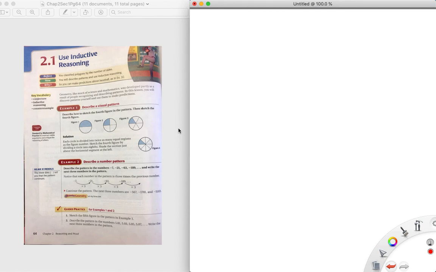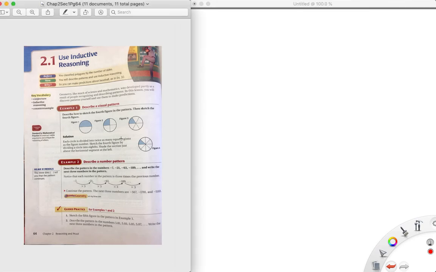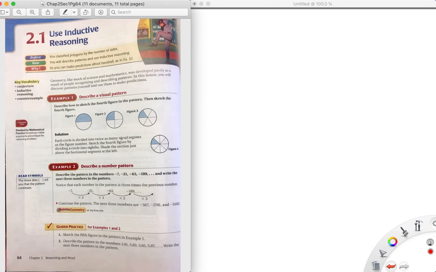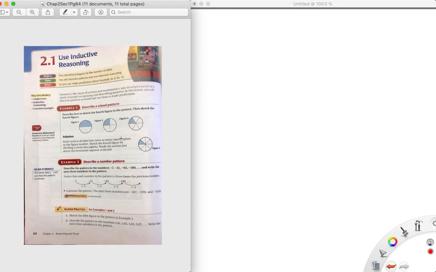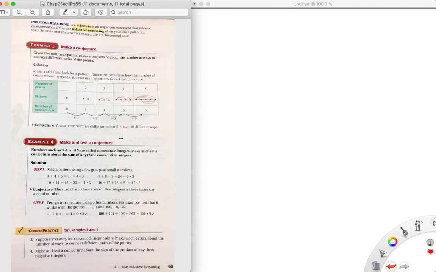Alright, this is Honors Algebra, Chapter 2, Section 1, Intro to Inductive Reasoning and Conditional Statements. Alright, so inductive reasoning is actually just a way of coming to a conclusion based off of patterns, but it's sort of an informal conclusion. It's a conclusion based off of recognizing patterns, but we didn't really prove anything.